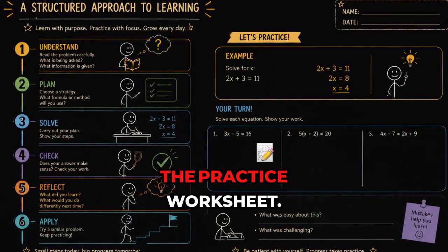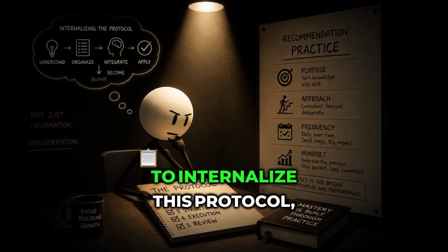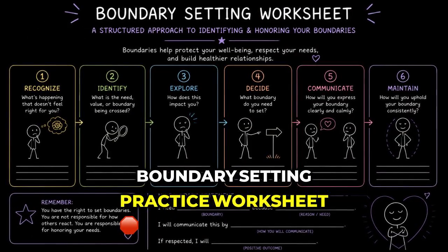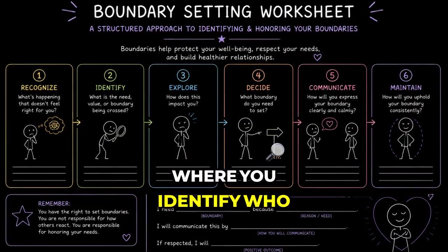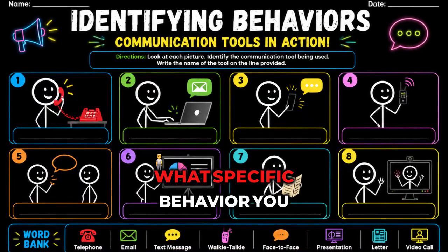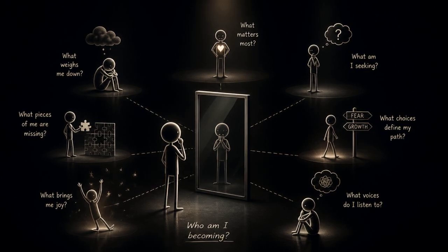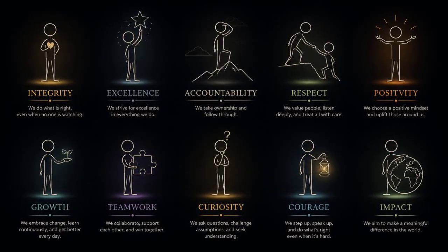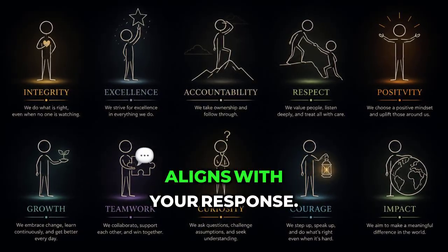4. The practice worksheet. To internalize this protocol, the sources recommend a boundary setting practice worksheet, where you identify who you are setting the boundary with, what specific behavior you have noticed, your specific response to that behavior, and the core value that aligns with your response.